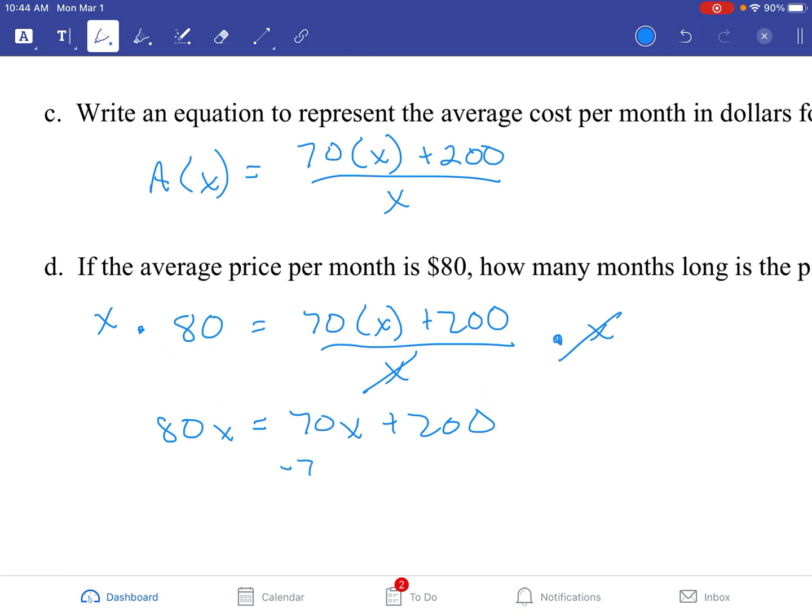I'm going to subtract 70X from both sides to get 10X equals 200. And then if I divide both sides by 10, you'll get 20. So they had the plan for 20 months to get an average of $80 per month. And that is it.